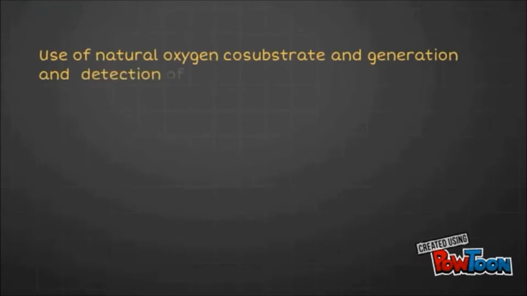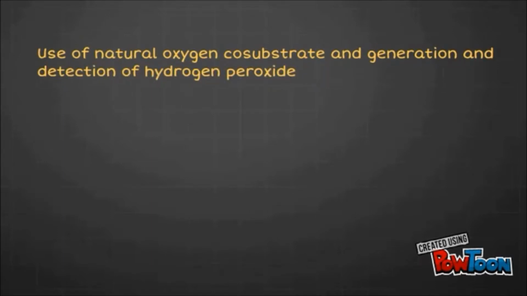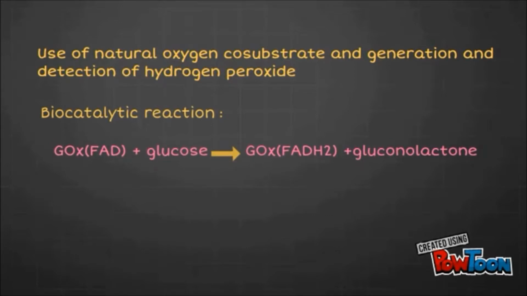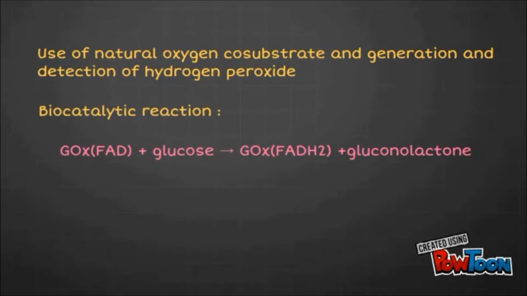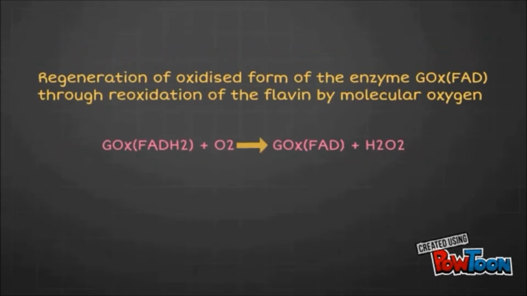First generation glucose biosensors rely on the use of the natural oxygen co-substrate and the generation and detection of hydrogen peroxide. In first generation glucose biosensors, the oxidized form of the flavin group in glucose oxidase is reduced by a reaction with glucose. This gives rise to the formation of the reduced flavin group and gluconolactone. After that, the reduced flavin group reacts with oxygen to regenerate the oxidized form of glucose oxidase.